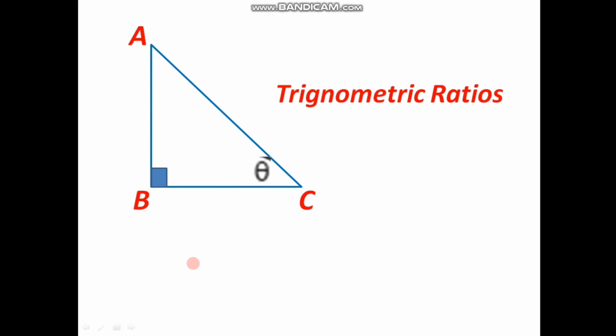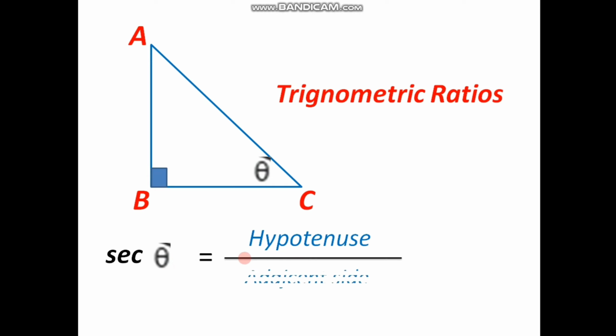Let us have the next trigonometric ratio, that is sec theta, which is the reciprocal of cos theta. So by definition we have sec theta is equal to hypotenuse divided by adjacent side. So again here the hypotenuse is AC and the adjacent side to theta is BC. That's why by this definition we have sec theta is equal to AC divided by BC.